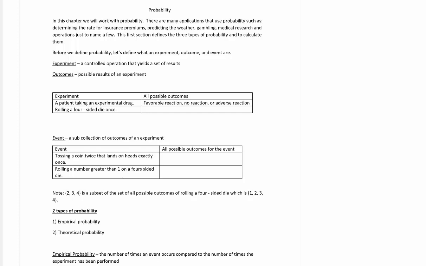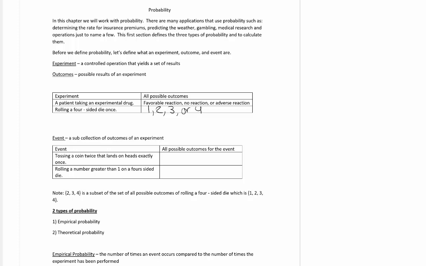So, for instance, a patient taking an experimental drug, what are some of the outcomes? Either it's a favorable reaction, no reaction, or an adverse reaction. Rolling a four-sided die once, well, that could be you roll a 1, a 2, a 3, or a 4.